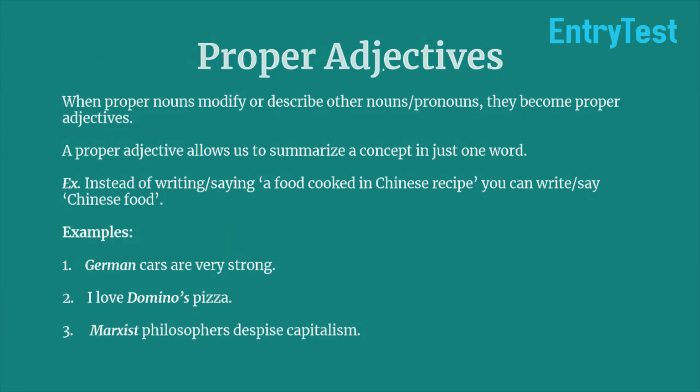We'll move forward now. Next we come to proper adjectives. Now friends, when a proper noun modifies or describes other nouns or pronouns, it becomes a proper adjective. अगर कोई proper noun ही किसी और noun को describe करेगा, then they are called proper adjectives. A proper adjective allows us to summarize a concept in just one word. How? Let's see. So instead of writing or saying a food cooked in Chinese recipe, you can just say Chinese food. So here Chinese is a proper noun and food is another noun, and hence Chinese is going to be my proper adjective. Why? Because it's a proper noun describing another noun.